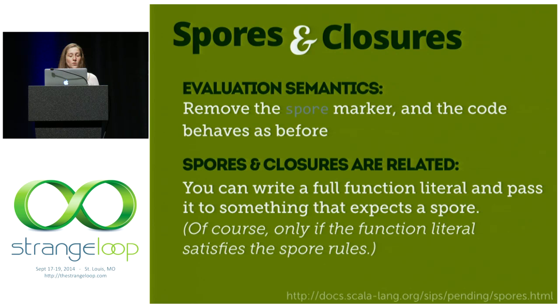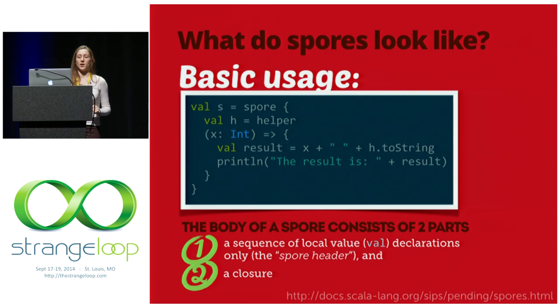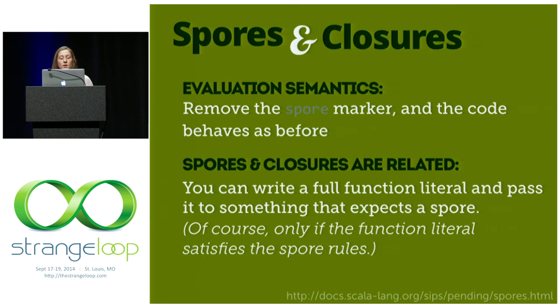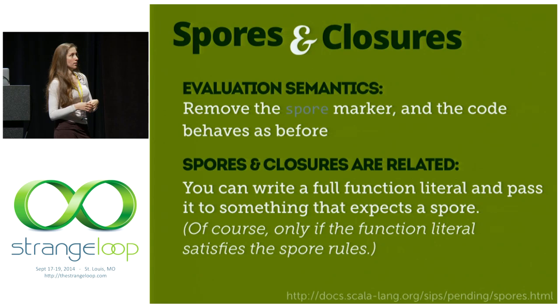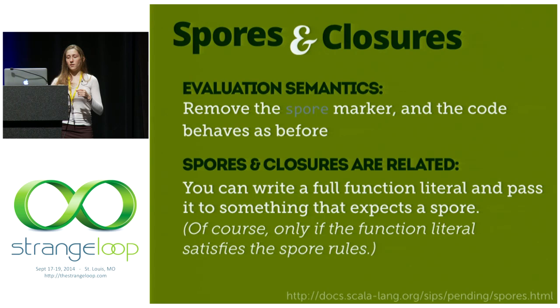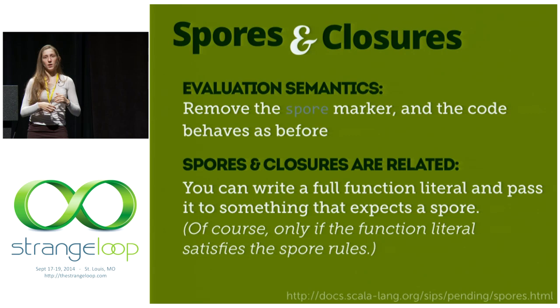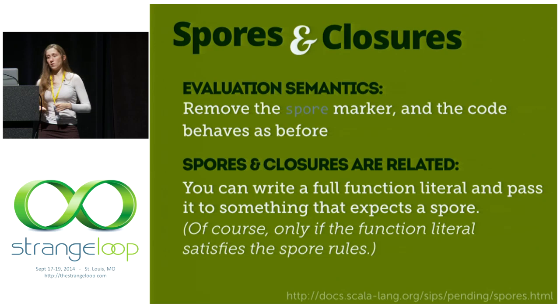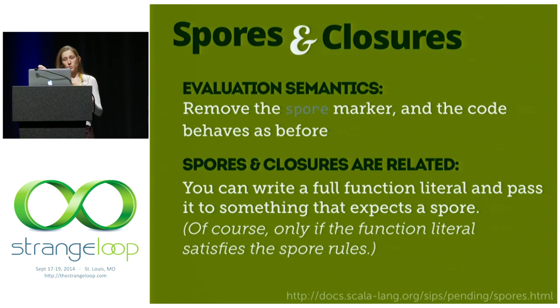And the relationship between spores and closures is that they have the exact same evaluation semantics. If I just remove this spore header block, the evaluation semantics are exactly the same. I don't change how things get evaluated. They're also related because you can write full function literals, and so long as that function literal abides by the rules for it to be a spore, you can pass it to something that expects a spore, like a method in an API where the framework author wants a spore. It would do an implicit conversion, turn the thing into a spore, then check the spore rules to make sure this thing does what it's supposed to do. It doesn't have some crazy environment that it tries to pull in, and so you can convert between normal function literals and spores.